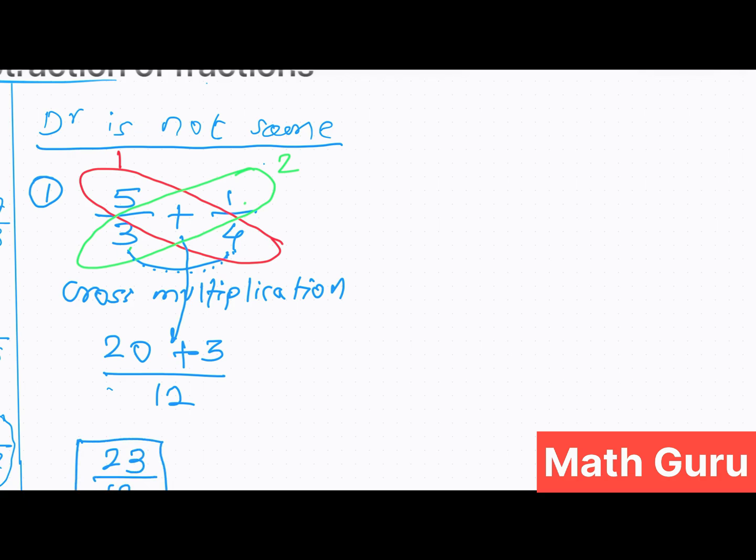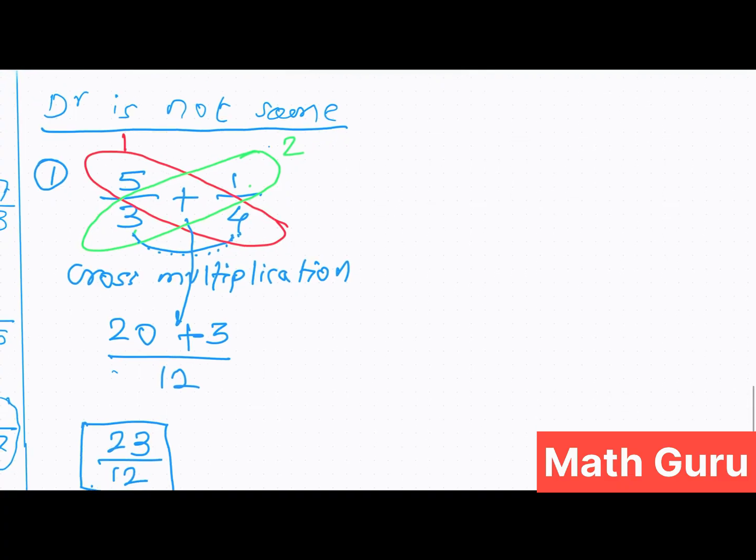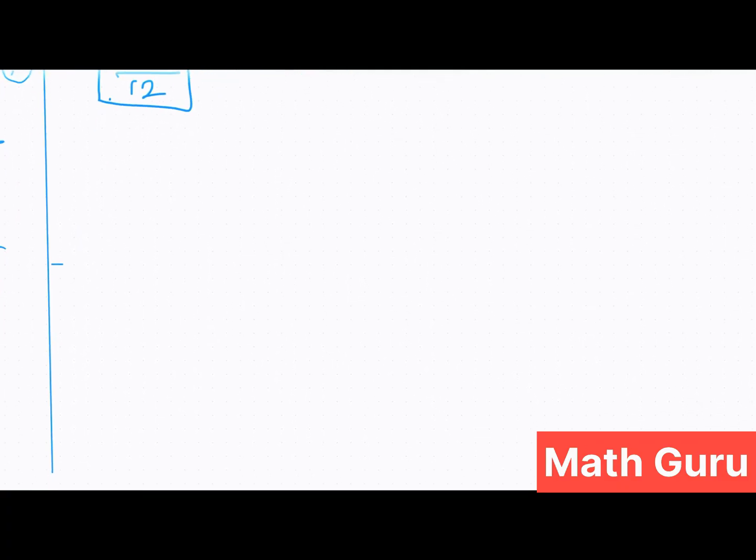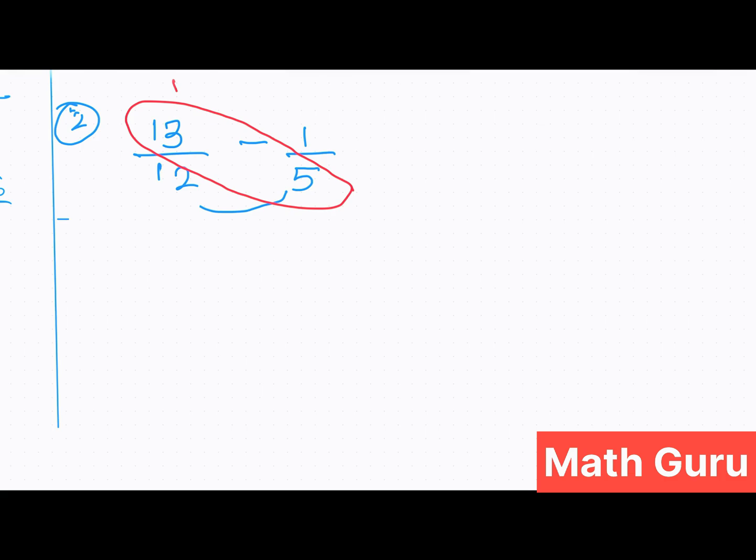Okay. So we will see one more question by this method only, and then I will tell you the second method. Okay. So subtraction question. So now let me take some bigger numbers. 13 by 12, not too big, minus 1 upon 5. So as you can see that the denominators are different, what you do is, let me write this again. What you do is, you do the cross multiplication. First you have to multiply from this side. Okay, so it is 13 5s are 65.